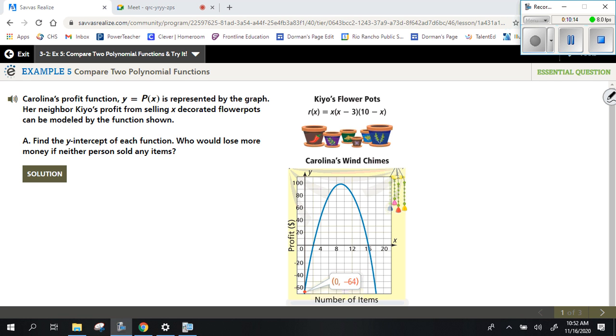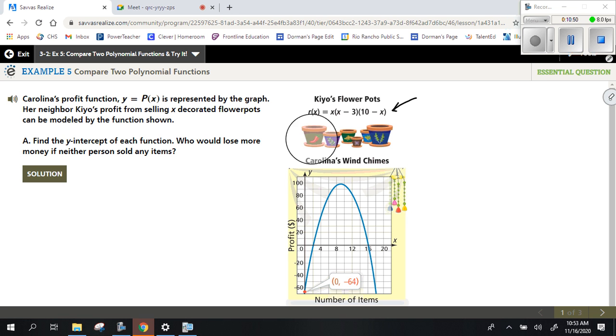So we know from looking at the graph here that Carolina, when x equals 0, is going to lose $64, right? Because we're outputting our profit. So Carolina is going to lose $64. That's not good. All right. If she sells 0 items. But how about our flower pot person? We'd like to know what is the y-intercept of this particular function.